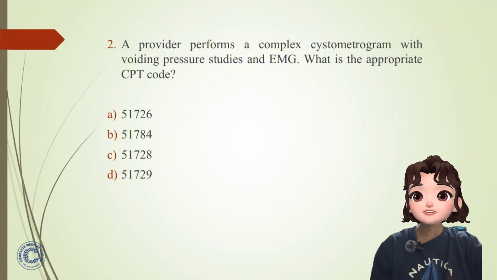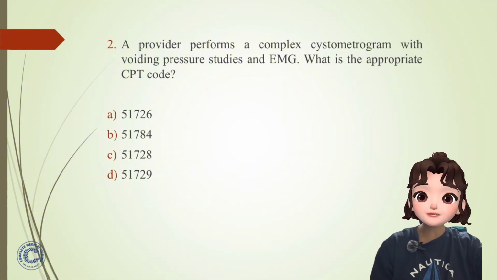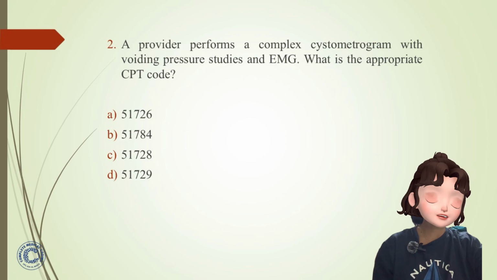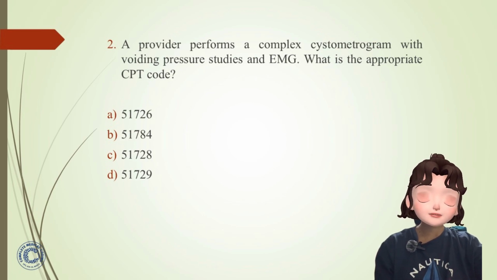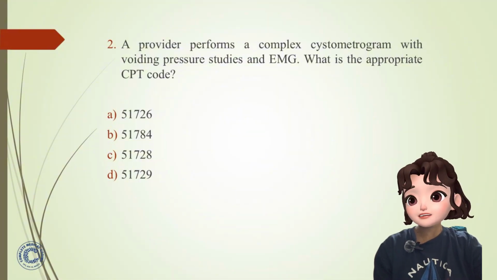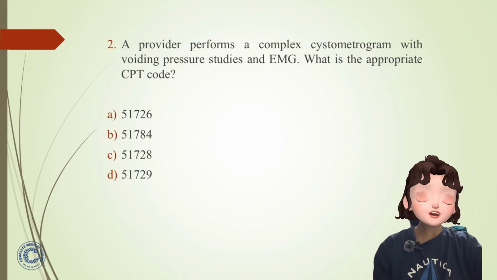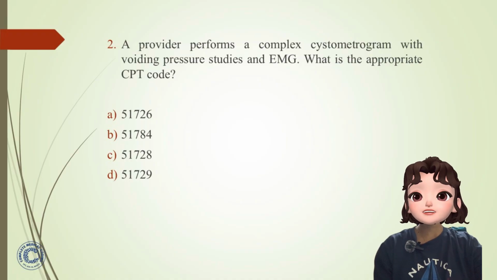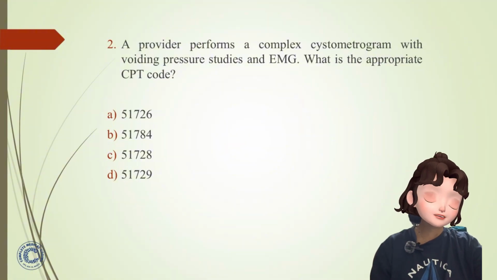51784. Second option, CPT code 51784. 51784 is electromyography studies, EMG, of anal or urethral sphincter other than needle, any technique. Here it's not mentioned which part. Anyway, electromyography, EMG, so 51784 is only for EMG.